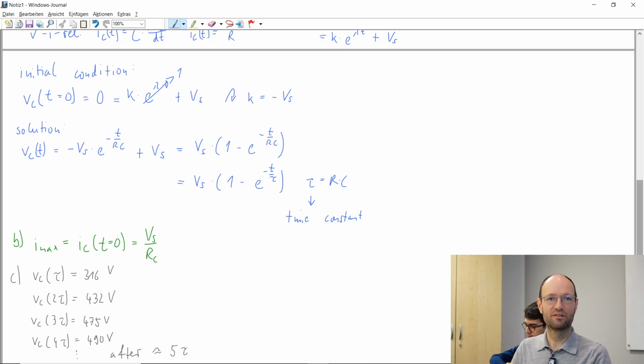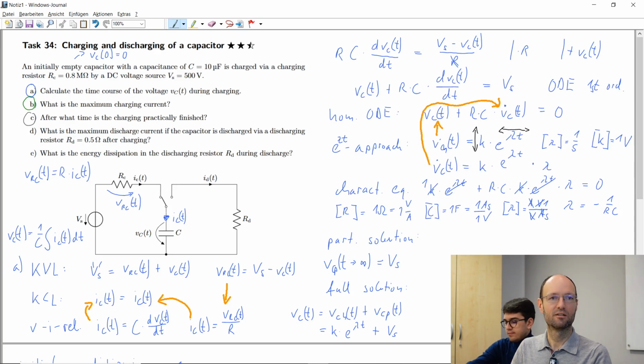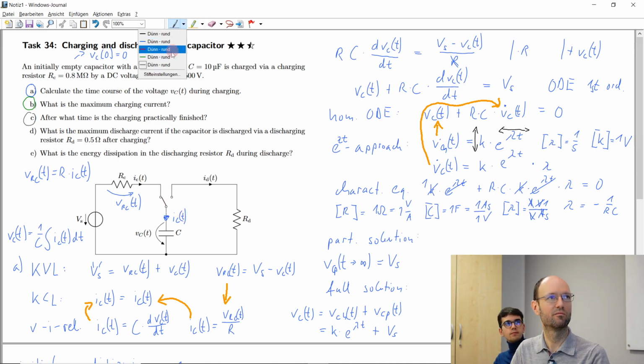Okay, so this solves task C. Now we discharge. So we switch the switch to the other side and do the same thing again.